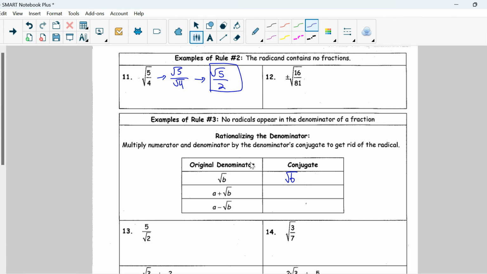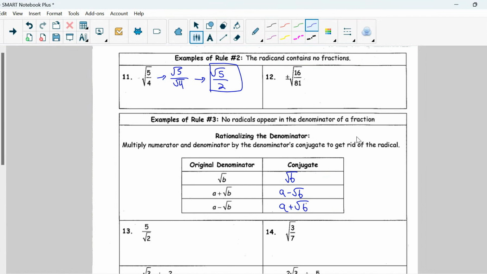Okay, if you have a plus the square root of b, its conjugate is a minus the square root of b. Vice versa goes with a minus the square root of b. Its conjugate is a plus the square root of b.